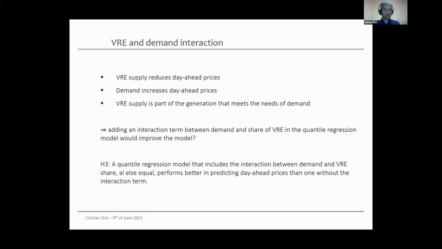We could have just concluded the paper looking into this aspect in detail, but we were thinking, well, renewables are reducing day-ahead prices, and then we also have demand that increases day-ahead prices. However, a part of demand is supplied by renewables, so there must be some interaction between these two variables that we should take into consideration. From what we saw in the literature, no one has really looked into this in detail. We wanted to test for that, and we introduced an additional hypothesis, looking at whether adding an interaction between demand and the share of renewables can improve the explanatory value of the model.